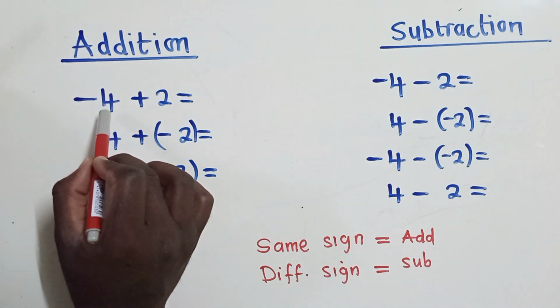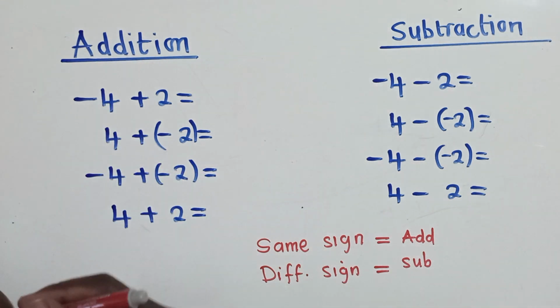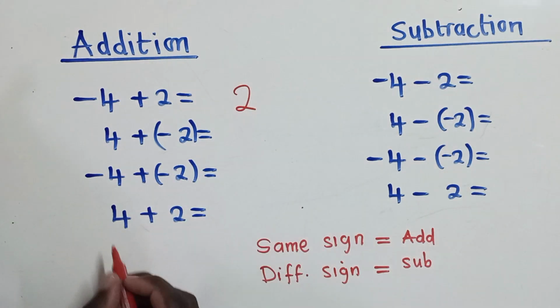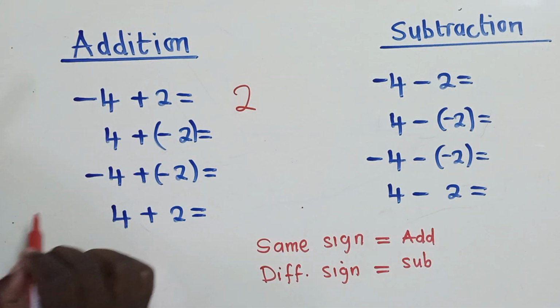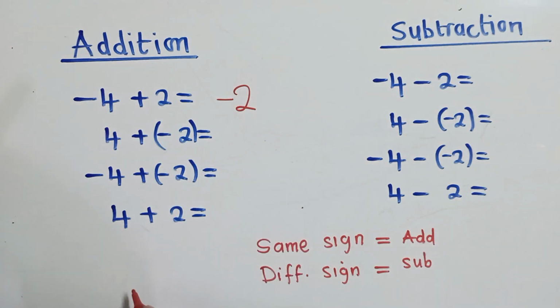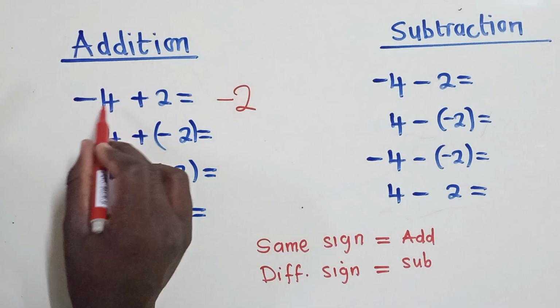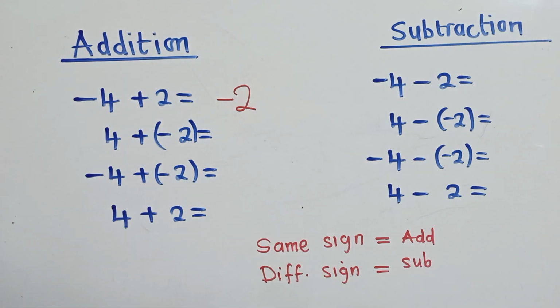So we're going to say 4 minus 2. What is the answer? It's a 2. Now, what is the sign of the bigger number? It is a negative. That's all. So different signs, you subtract and get the sign of the bigger number.